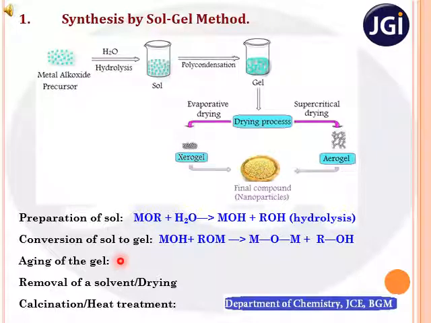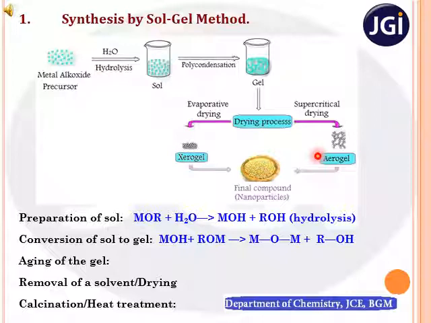So that is called aging of gel. And the fourth step is the drying process, or the removal of solvent. The water and the other volatile liquids are removed from the gel network in two ways. If isolated by thermal evaporation, then we get xerogel. If the solvent is extracted under supercritical conditions, then we will get aerogel. I hope you got this point.